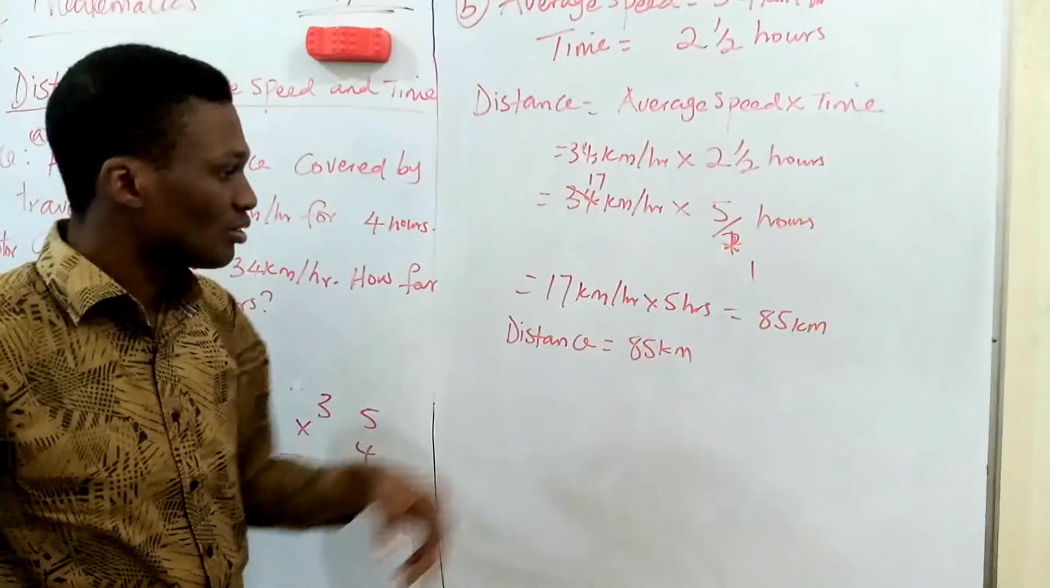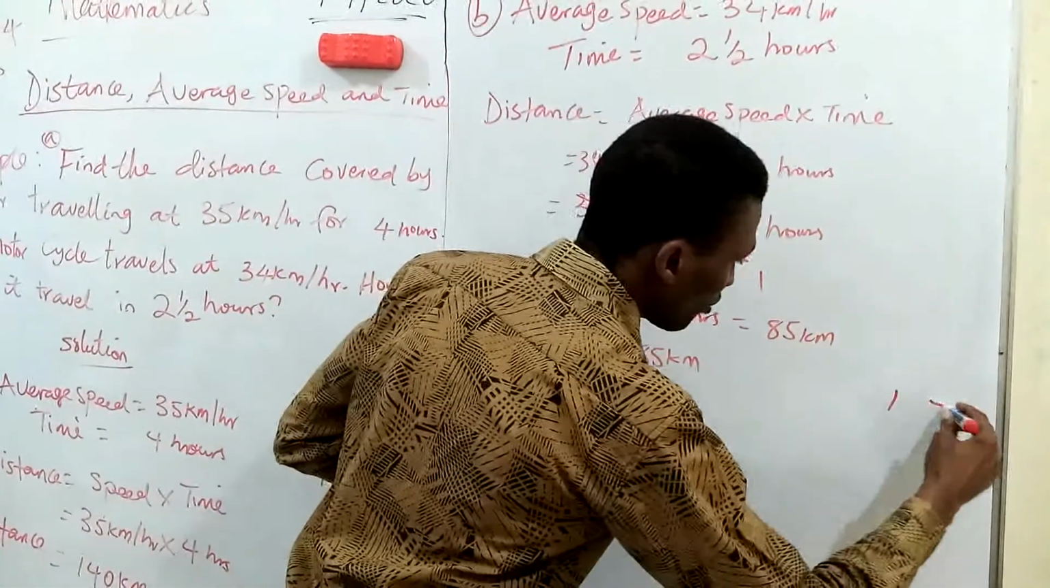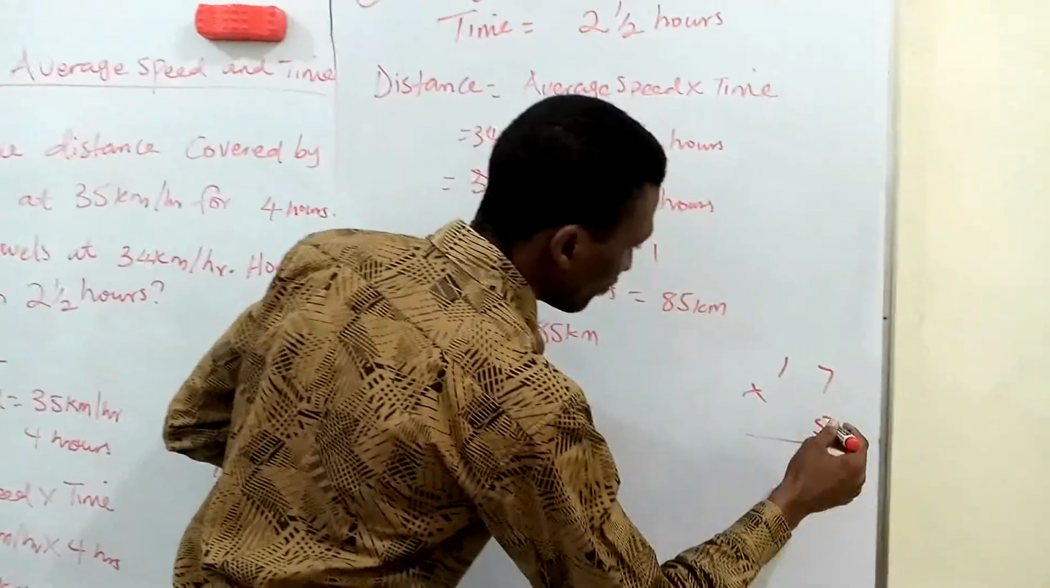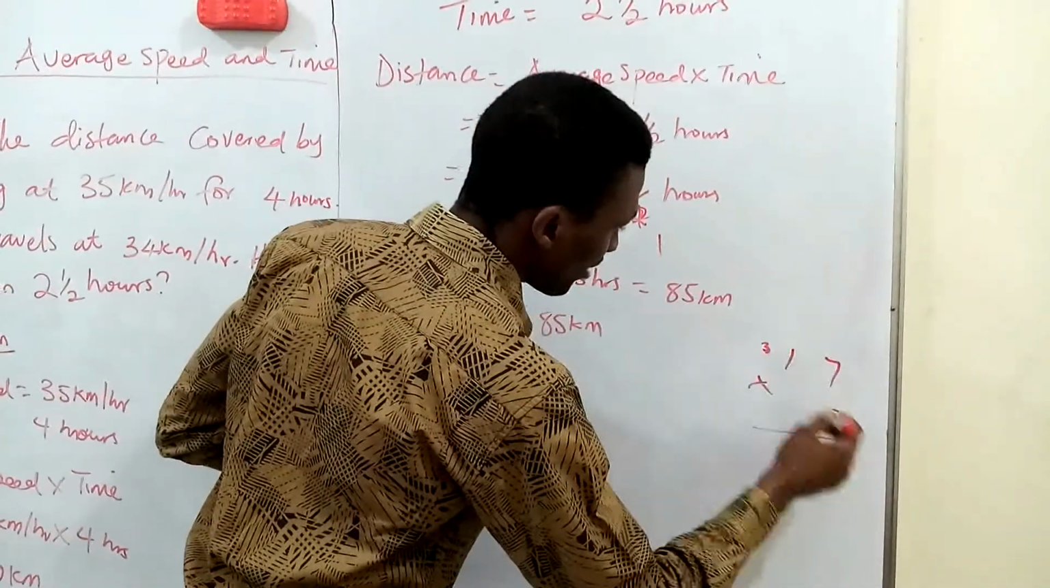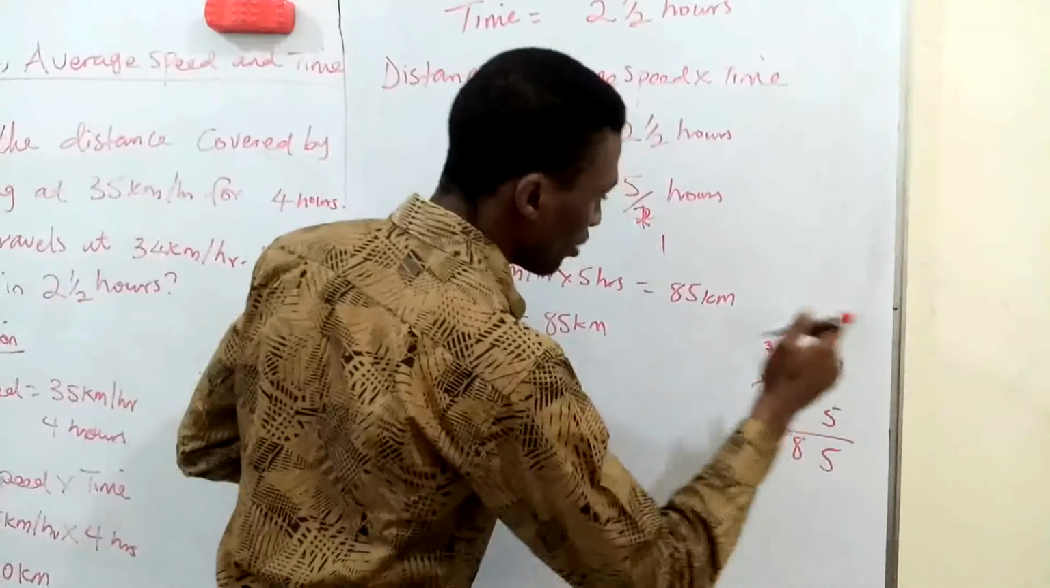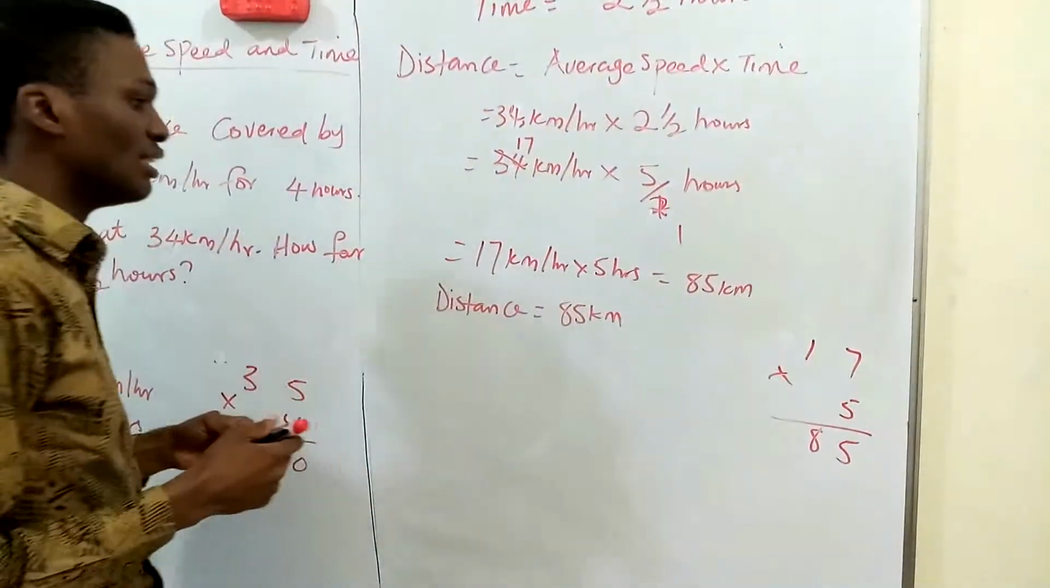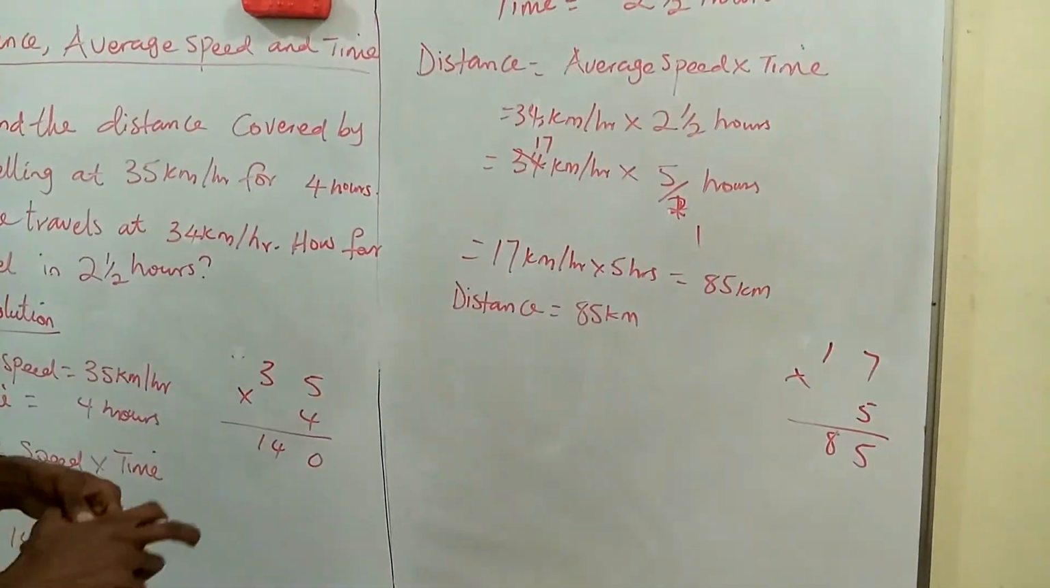17 times 5 gives us 85. By long multiplication, 5 times 7 is 35. Write 5 and carry 3. 5 times 1 is 5 plus 3. We have 85. So our distance is 85 kilometers.